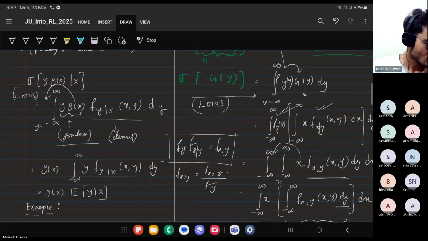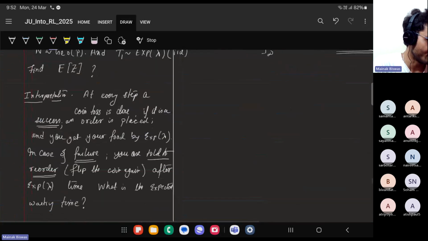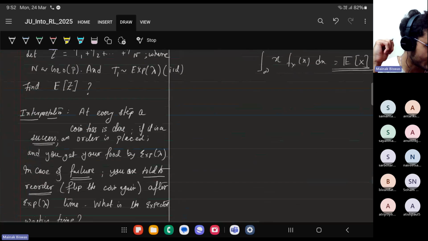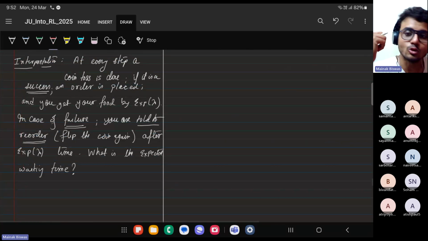Fine. So let us take the last example and finish the class. This will make you appreciate the need for using iterated expectation. So say at every step you toss a coin, and if it is a success, in the restaurant you can place an order. And once you place an order, so you toss a coin.